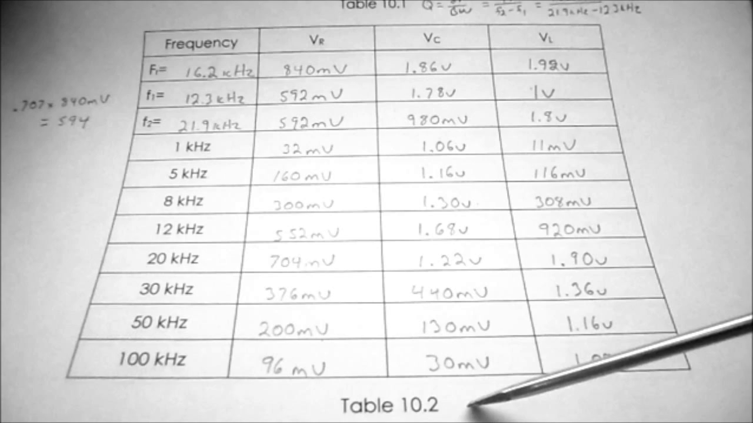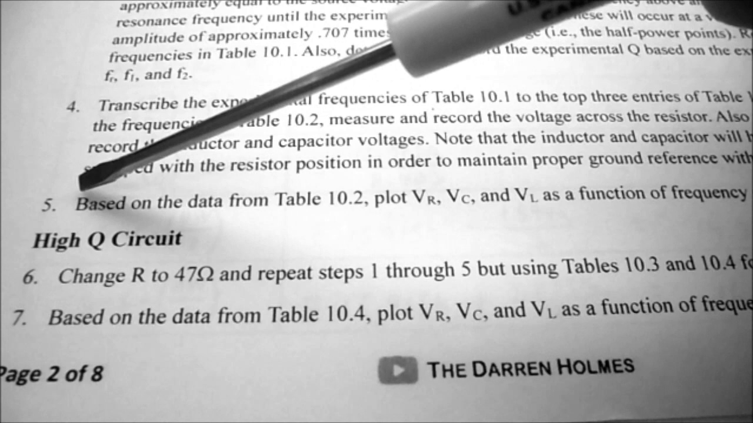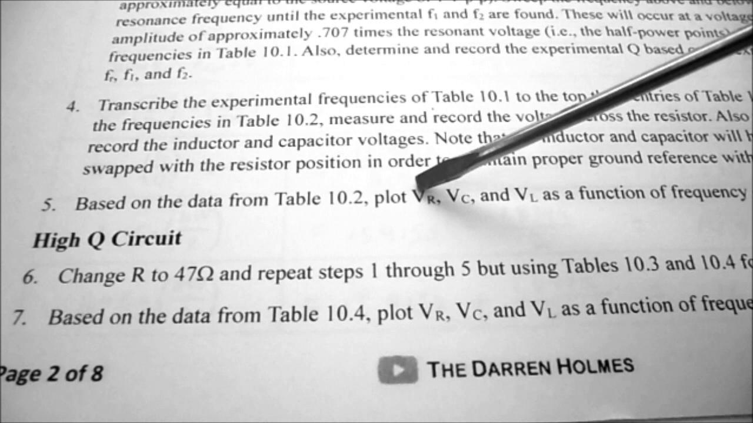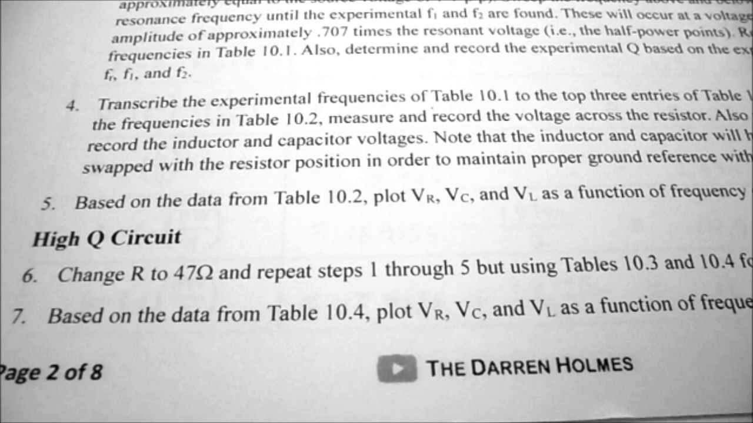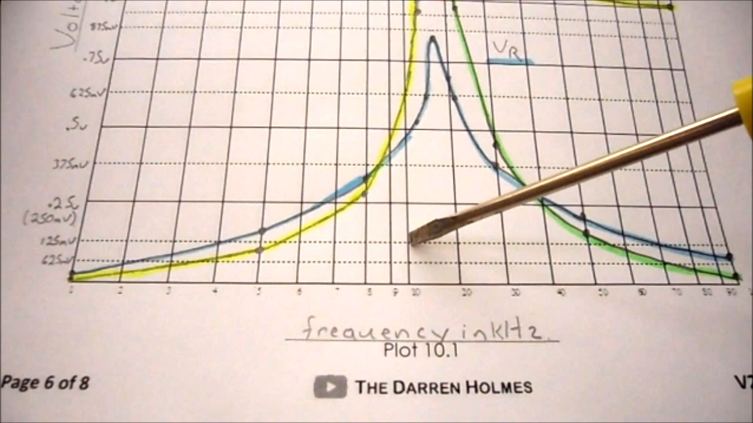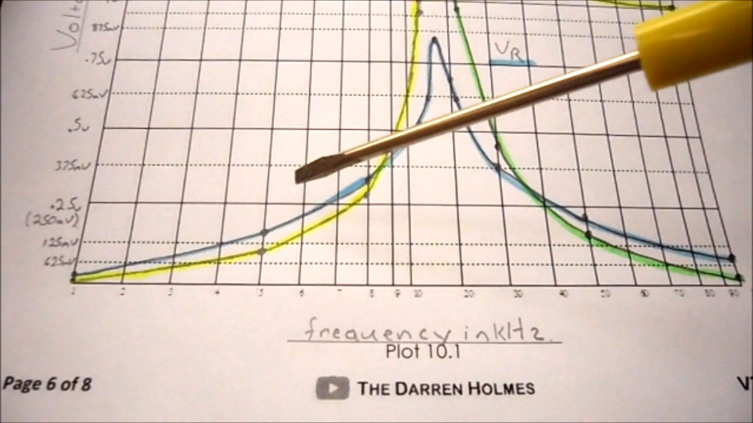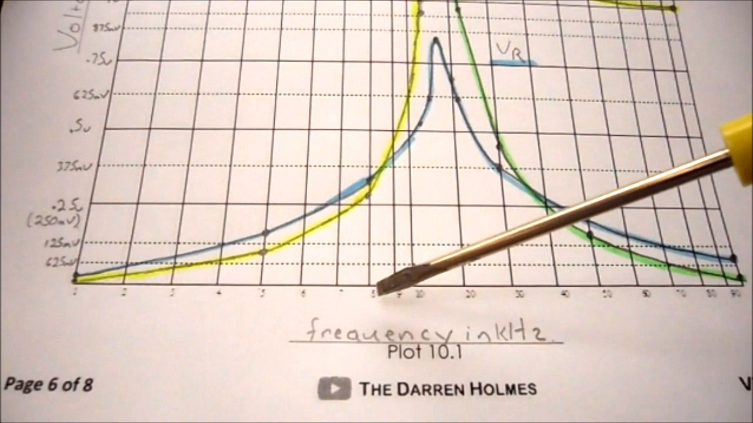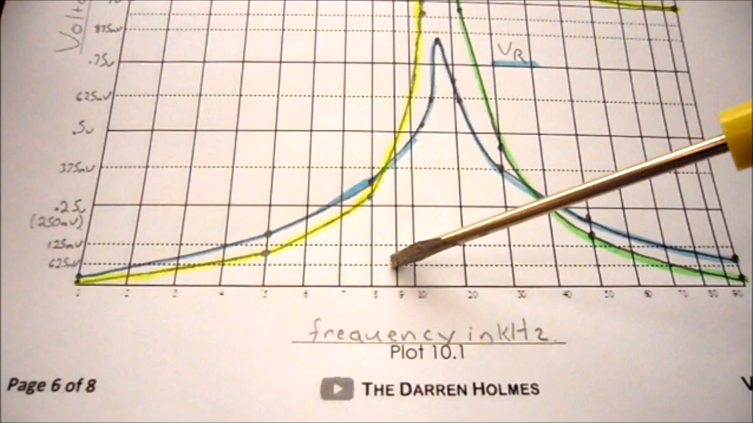Under procedure for the low Q, step number 5, it says based on the data from table 10.2, plot VR, VC, and VL as a function of frequency on plot 10.1. So on plot 10.1, for the graph of the low Q, I've labeled it VR, VC, VL versus frequency. For the horizontal axis, we're going to be using semi-log graph paper. The logarithmic scale goes up in groups of 10, and we go from 1 kilohertz, 2 kilohertz, 3 kilohertz, up to 10 kilohertz. As we get closer to 10 kilohertz, the spacing between the lines gets smaller.